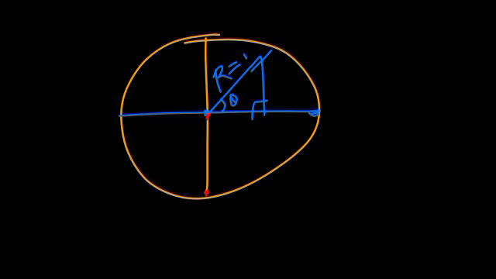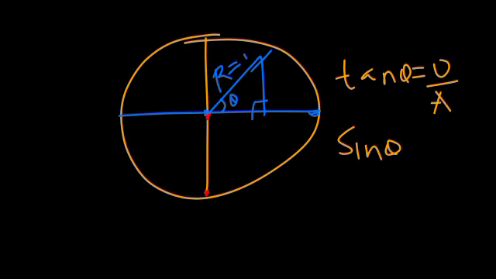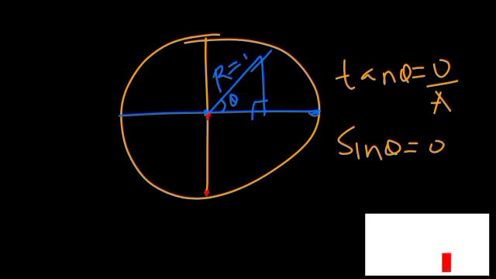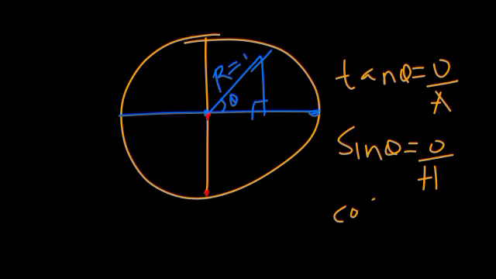So look, if we want to find tan theta, how do we calculate it? We know that tan theta is equal to opposite over adjacent. Sin theta is equal to opposite over hypotenuse, and lastly cos theta is equal to adjacent over hypotenuse.